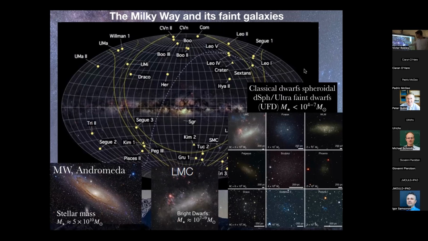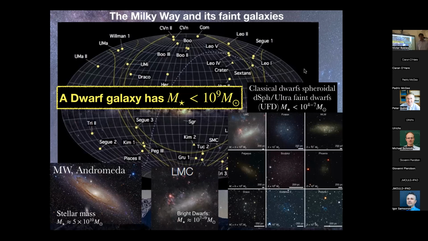And then there are these other dwarfs that we're going to call classical dwarfs or ultrafaints, which are roughly in the regime of 10^4 to 10^7. And as you can see, they have less of a very nice shape. Some of them are actually hard to see here. But these are the most important regime that we think can tell us more about dark matter. So just for the sake of definition, anything that is less than 10^9 in stellar mass is what I will be referring to as a dwarf galaxy.